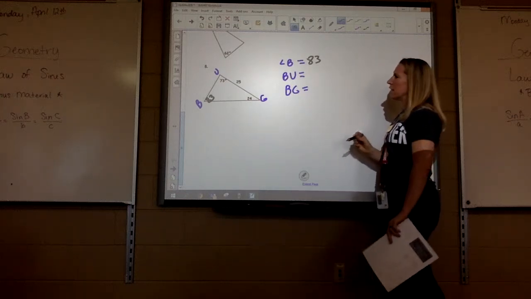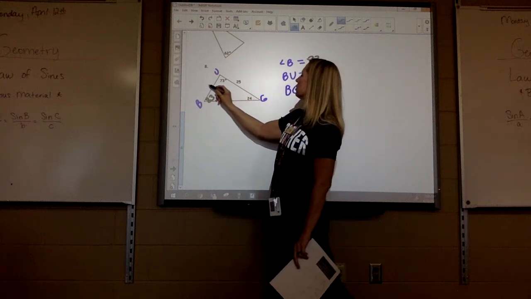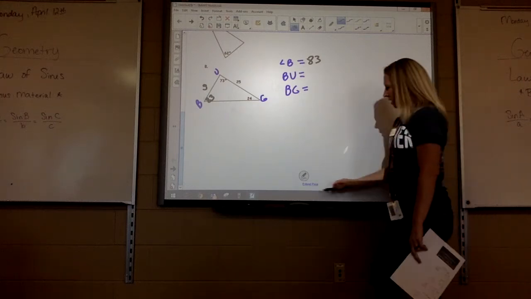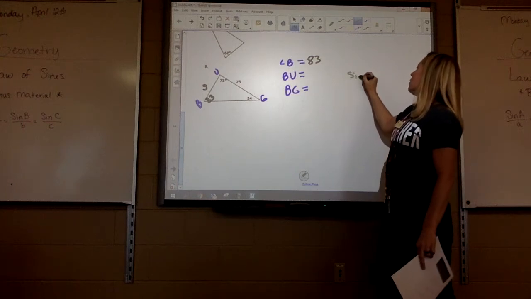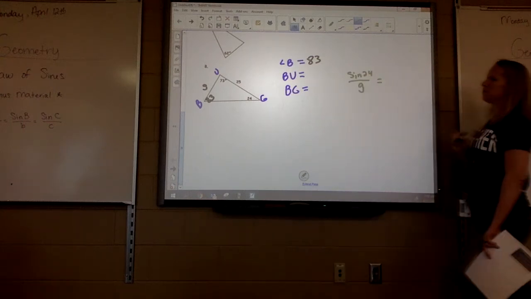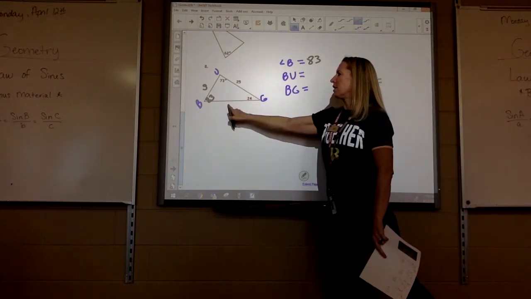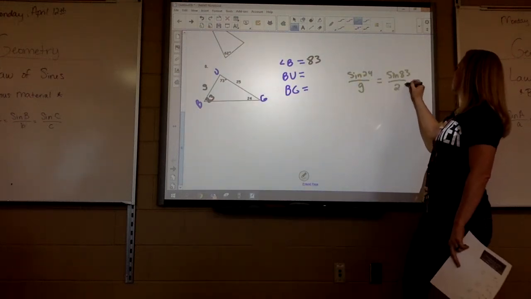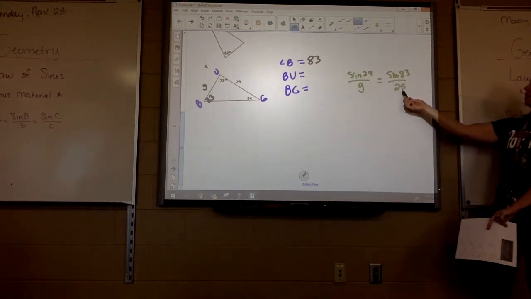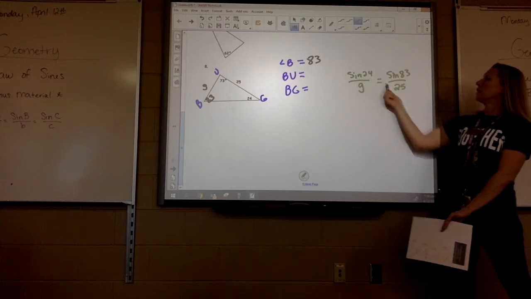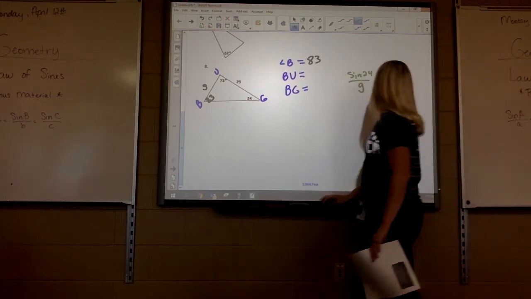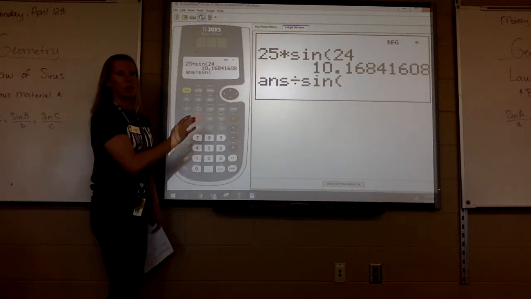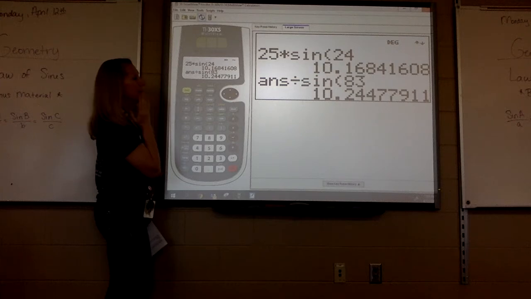So let's find side BU first, which would be little g. So I'll have sine 24 over little g. And then I can't use the sine 73 because I don't have anything across. So I'd have to do sine 83 over 25. And then we cross multiply 25 times sine 24 and divide by sine 83. 10.2.